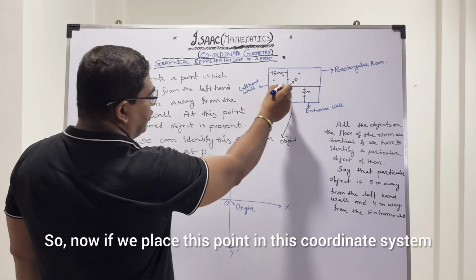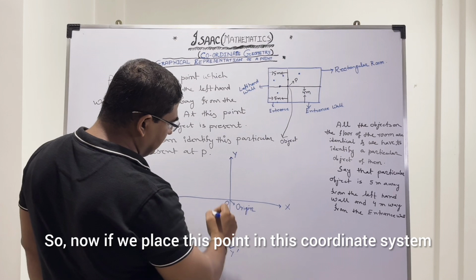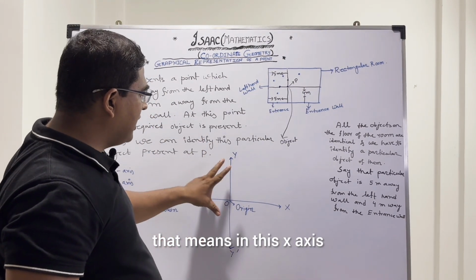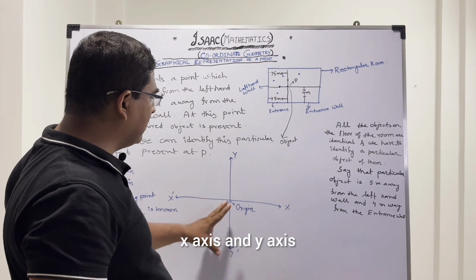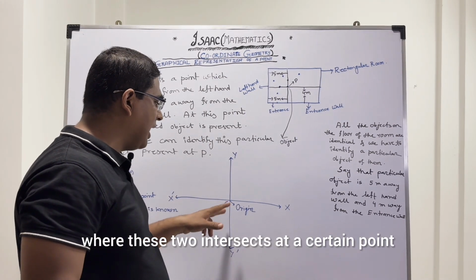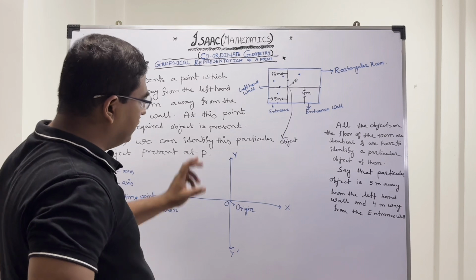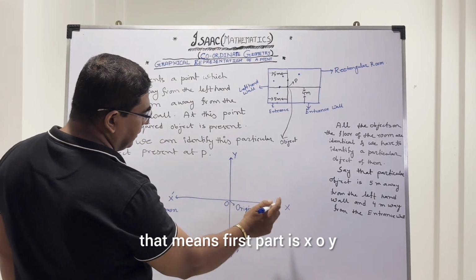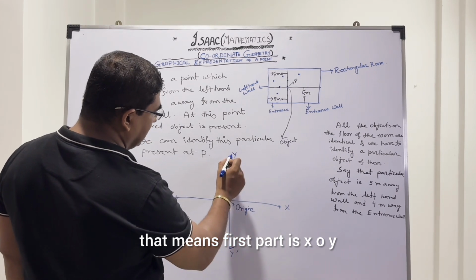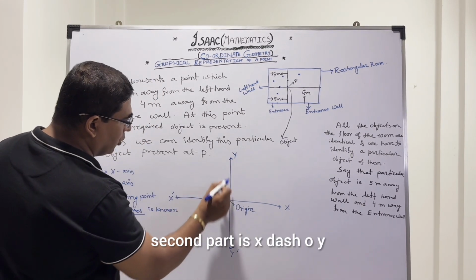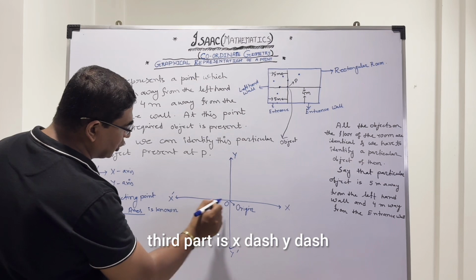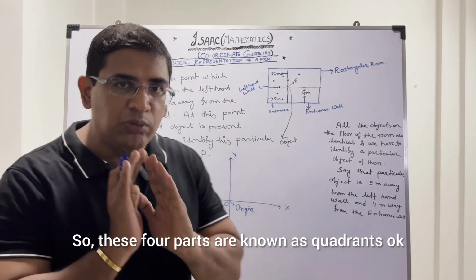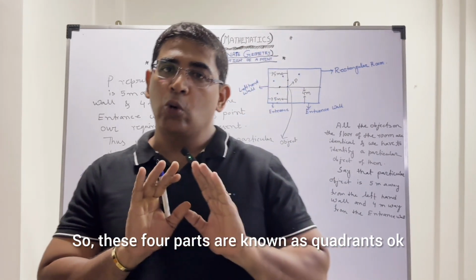So now if we place this point in this coordinate system, that means in this x-axis and y-axis, where these two intersect at a certain point known as origin, here we get four parts. That means first part is x o y, second part is x dash o y, third part is x dash o y dash, and fourth part is x o y dash. So these four parts are known as quadrants.